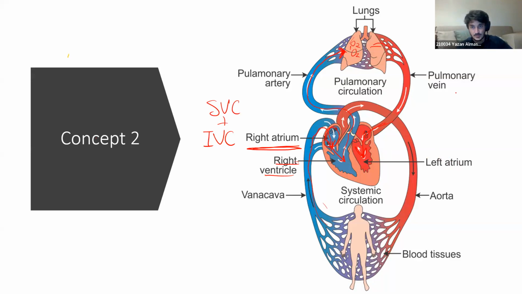Whoa, why are the labels wrong? So this should be the left atrium, and this should be the left ventricle. For some reason, it's labeled wrong. I'll just cross it out. So this is the left atrium. And this is the left ventricle.